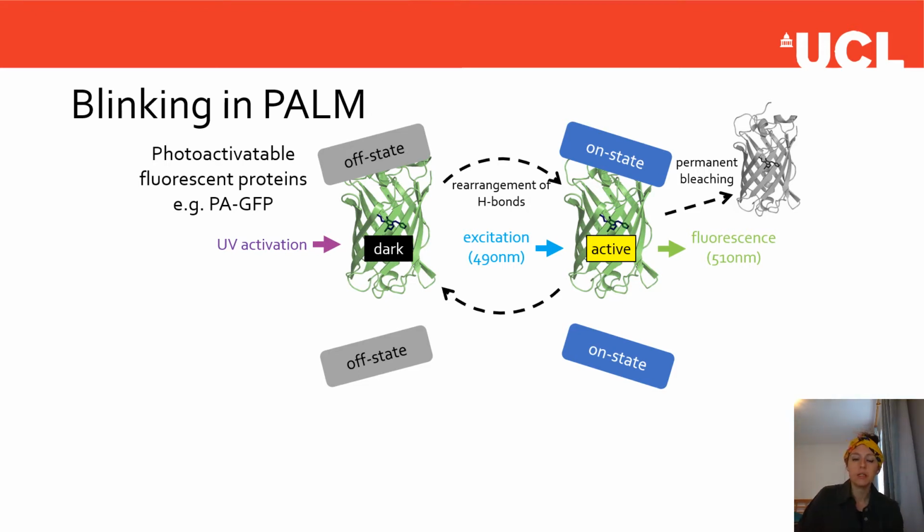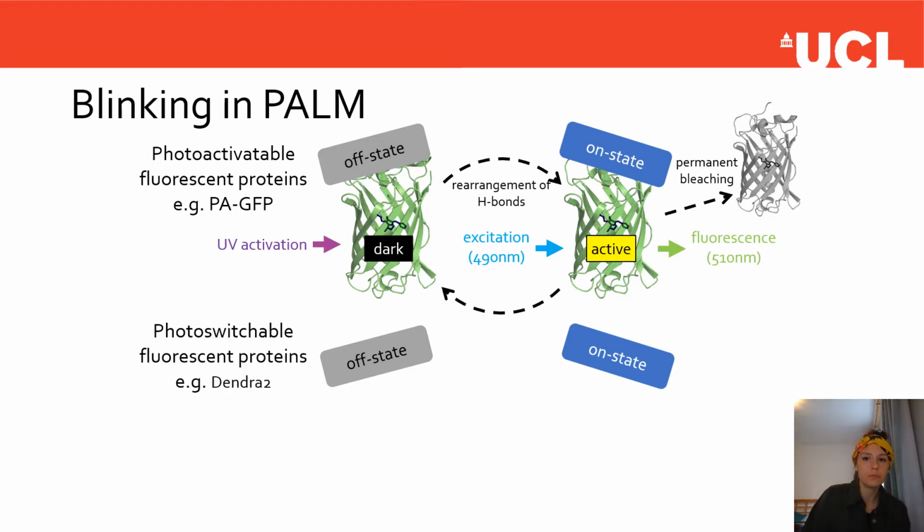You can imagine that when you're imaging, you have UV activation at a level that continually puts fluorophores into the on state, and your excitation light gets your fluorescence and then converts them back to the off state. So it's a balancing act of your activation light and your excitation light to get your blinking rate right, so you get individual molecules.